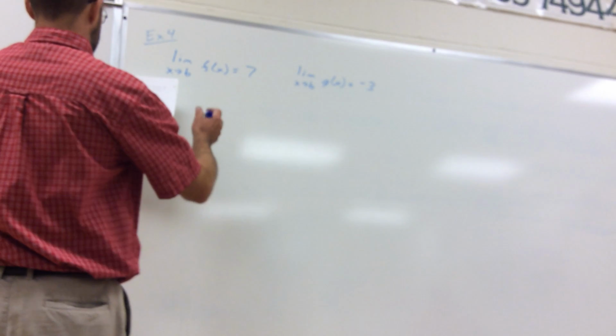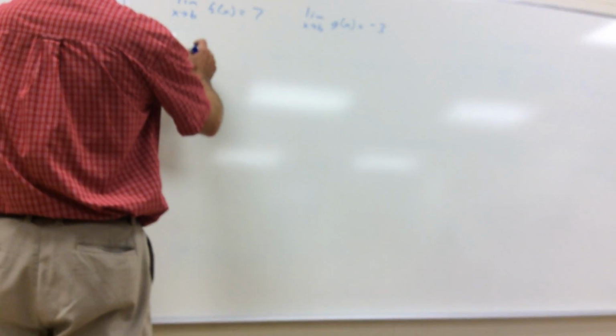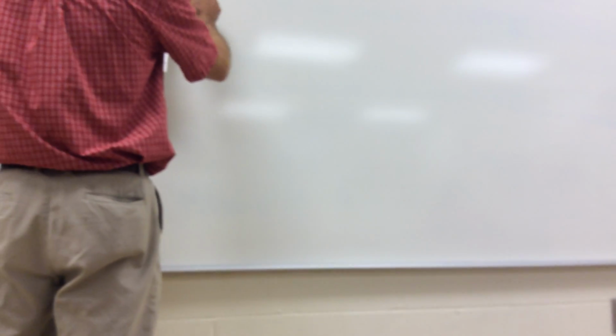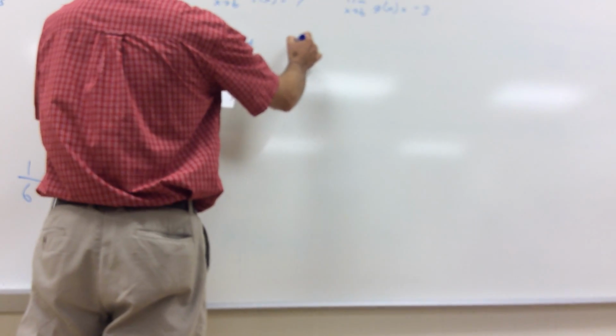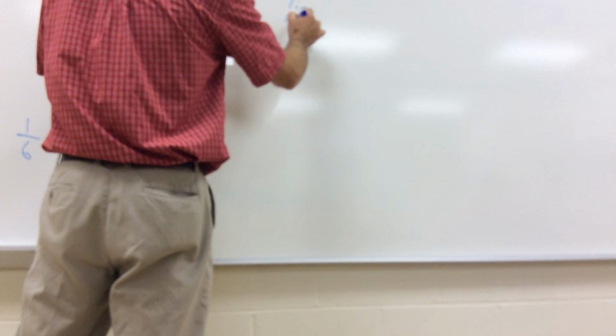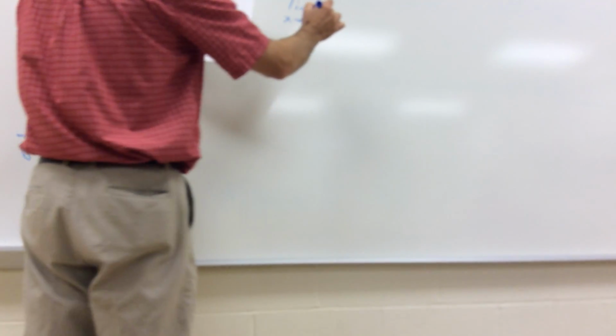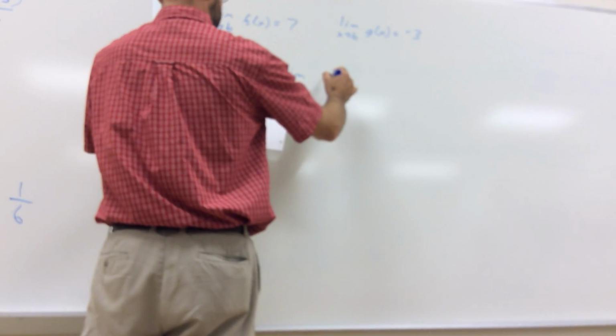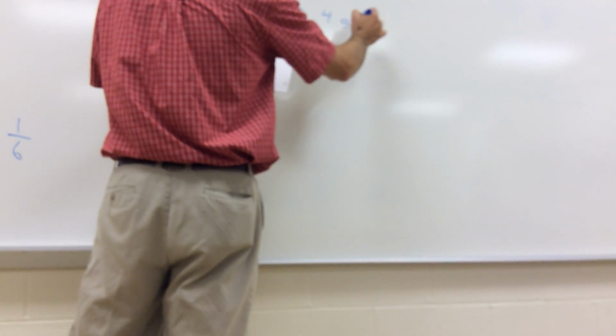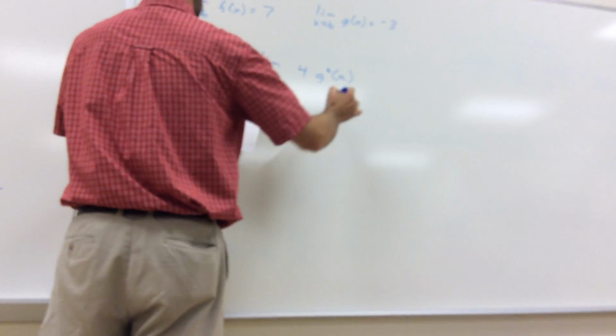Okay, so now here's the problem I want you to calculate. I want you to find the limit as x approaches b of 4g squared x.